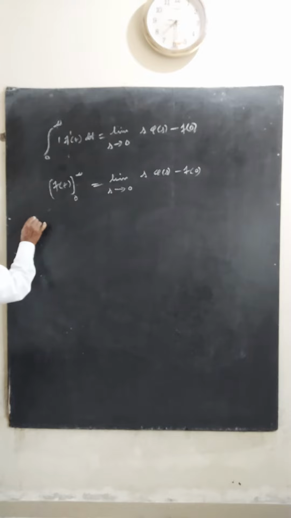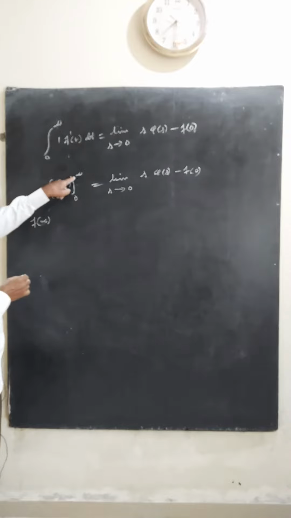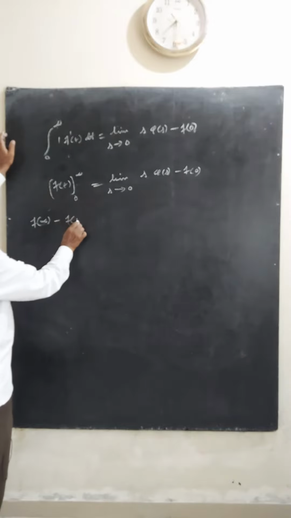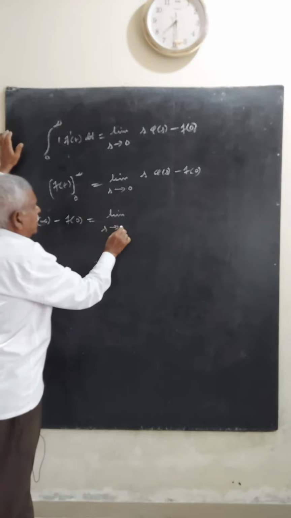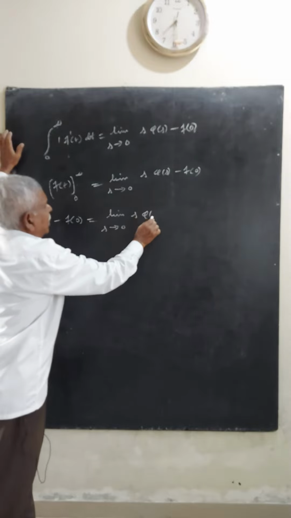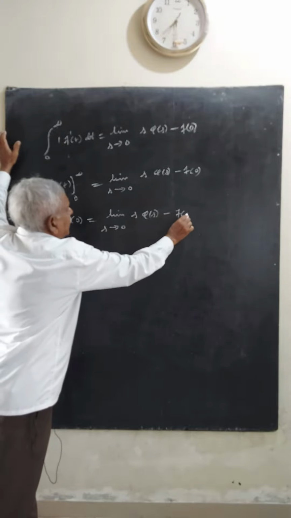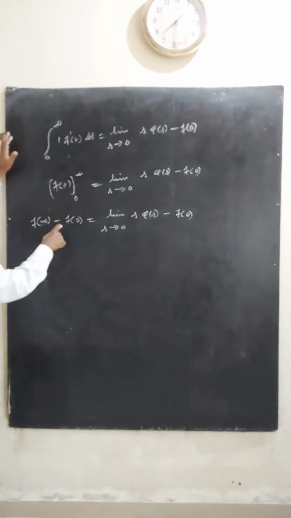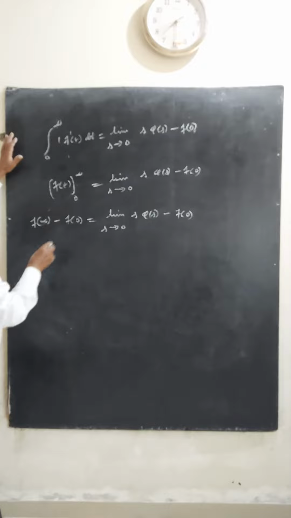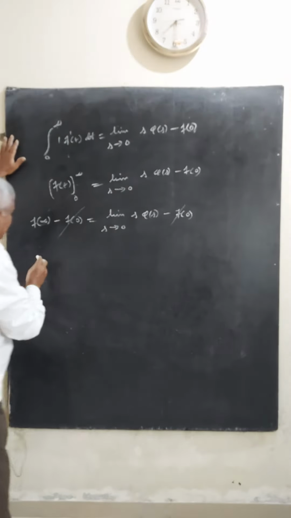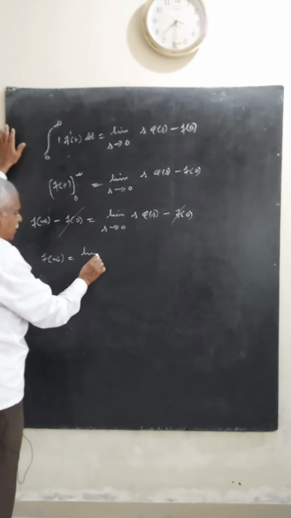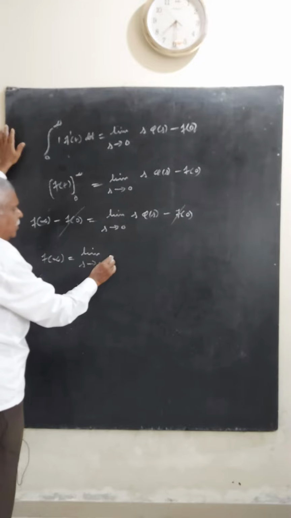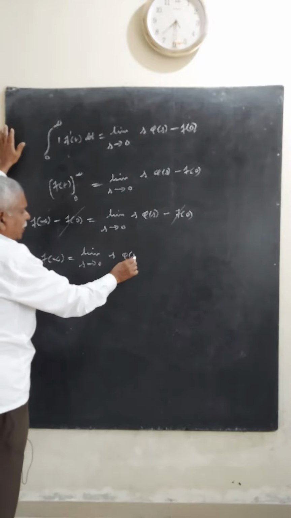Giving the upper limit f of infinity, applying for t, minus the lower limit 0, f of 0, equal to limit s tends to 0 of s phi of s minus f of 0. See, negative of f of 0, negative of f of 0, the two get cancelled. Remaining is f of infinity equal to limit s tends to 0 of s phi of s.